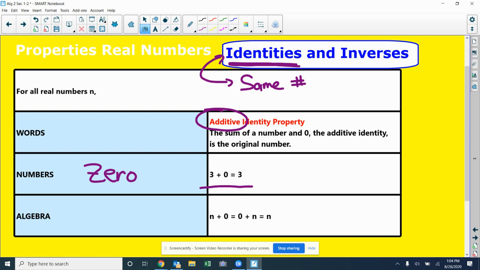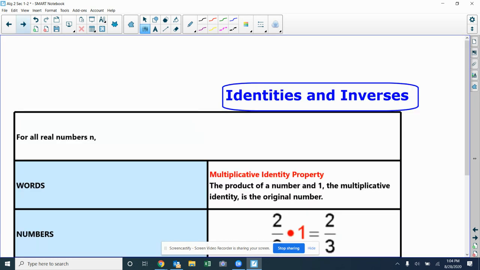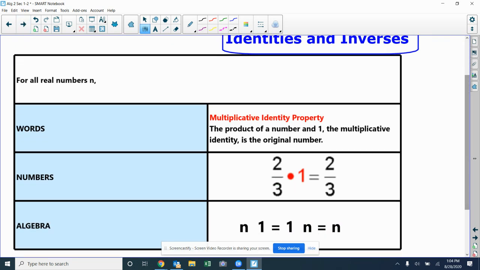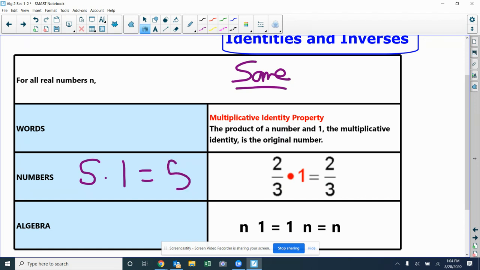All right, so additive, get it back. Get identity, get the same. So what do you think the multiplicative identity is? What do we multiply something by to get the same thing back? The reciprocal. No, oh, 1. Darn it. Remember, we're getting the same, okay? So we have 5 times 1 equals 5. So the multiplicative identity is uno.